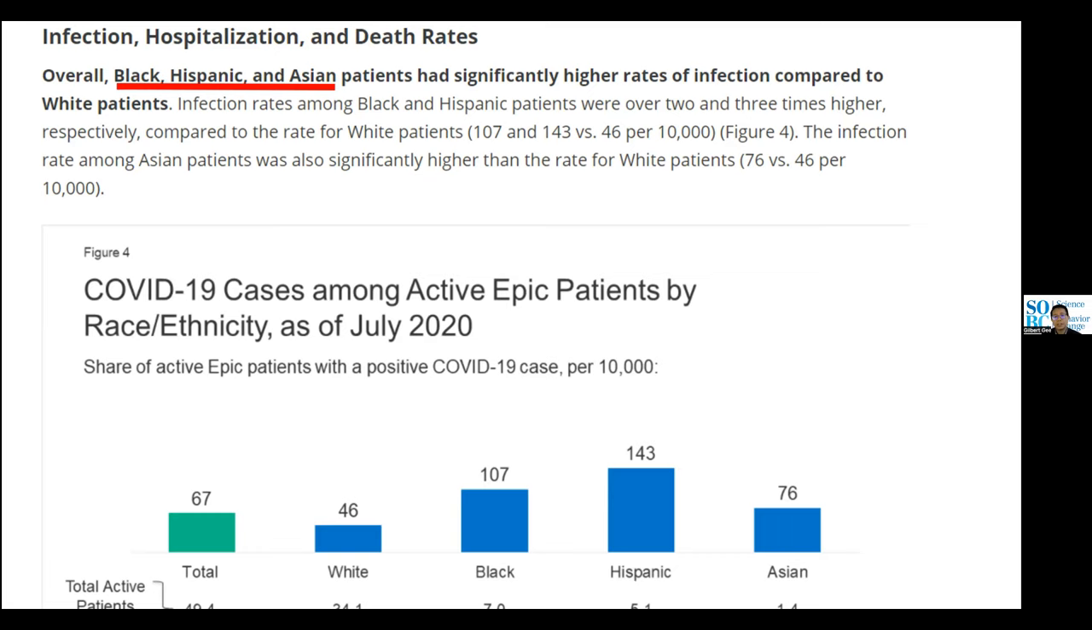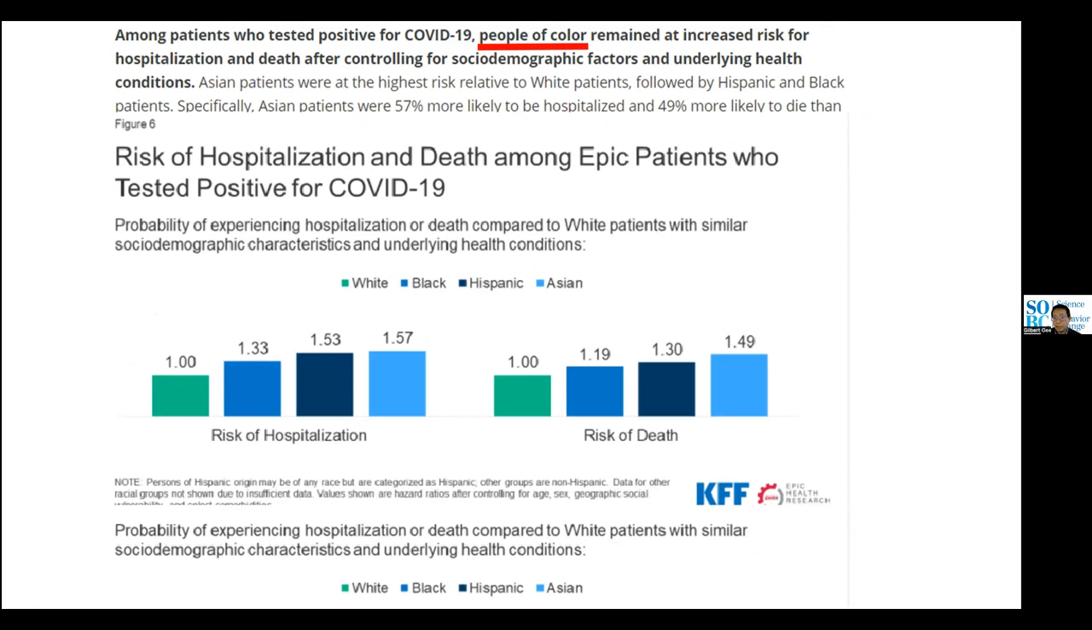Now, if you look at this next part, the language shifts to people of color. If you look at the graph related to hospitalization and risk of death from COVID, actually, the group that's worse off, according to these data, are Asians. So again, we have these real subtle changes in language when the data don't seem to fit our implied notions of the racial hierarchy. It plays itself out in other ways.